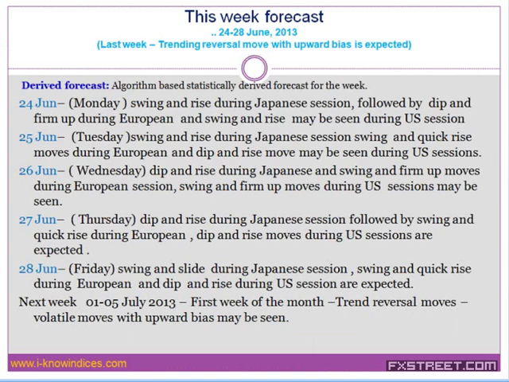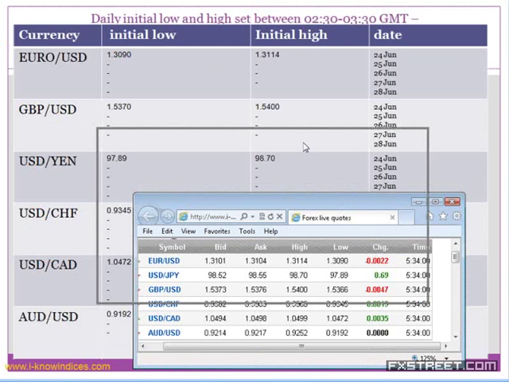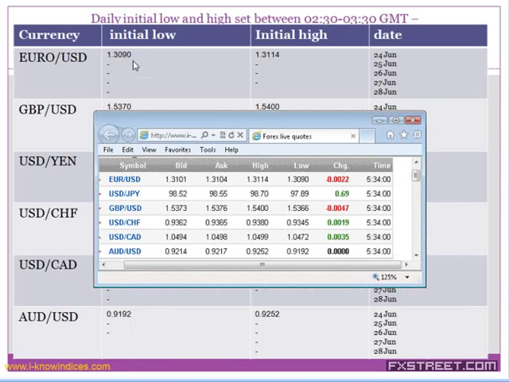Now, with regard to the initial lows and highs, let us see what they have done. At 3:30 GMT I made a note of the initial lows and highs, and currently it is 5:34 GMT. So Euro formed the low 1.3090 around 3:30 GMT. Still it has not been breached. High is 1.3114, which is also not breached.